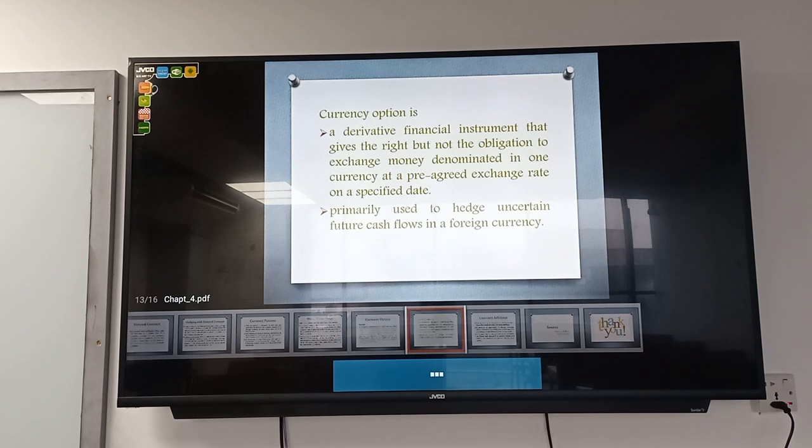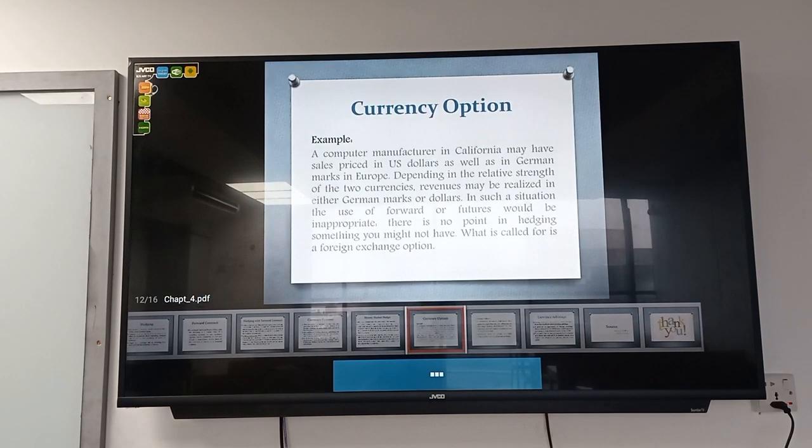Yes, it's called a pre-agreed exchange rate on a specific time, on a specific date. Clear? There is an example you can study.